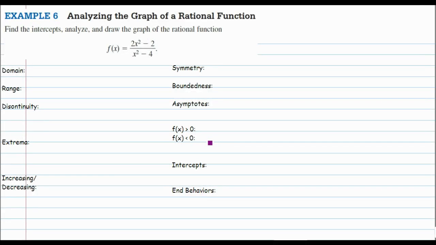This is the screencast for section 2.6, example 6. All right, so we're going to do some more analysis of rational functions. I know, you love doing this.